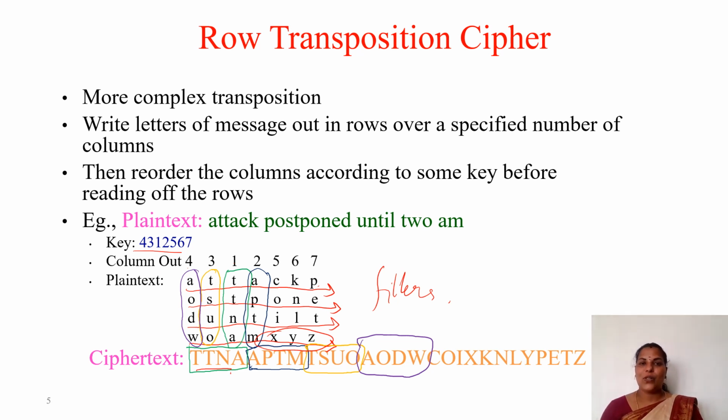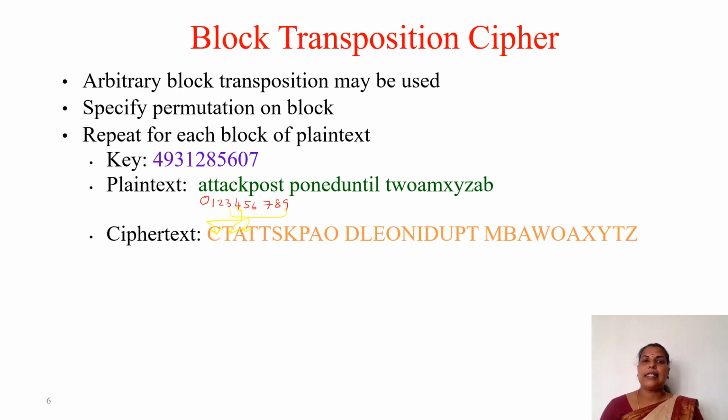That's it. So this is also a transposition cipher. Next is the block transposition cipher. Here, an arbitrary block transposition may be used. That is, we can specify the permutation on the block, and then we can repeat it for each block of the plain text. It is somewhat similar to the previous one.